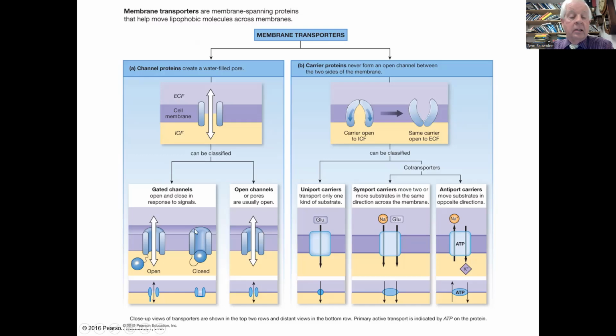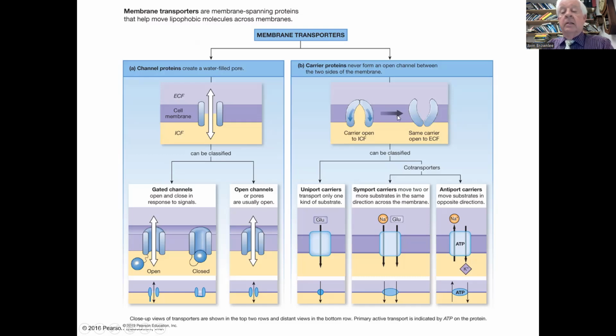We have mechanical channels, in which maybe the gate is actually pulled open, or the gate may open or close when the channel is bent out of shape. And finally, we have thermal channels, which open or close in response to temperature changes. We also have carrier proteins.